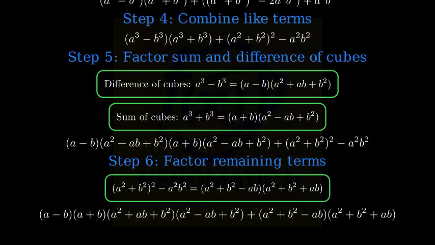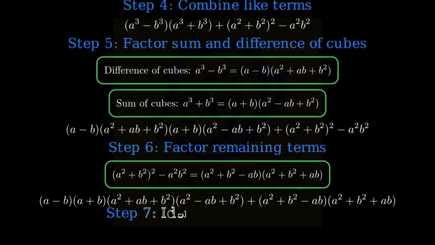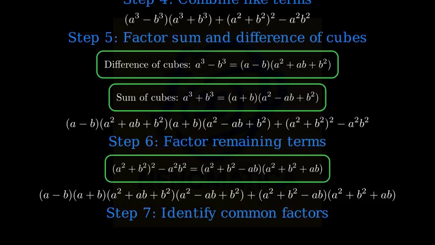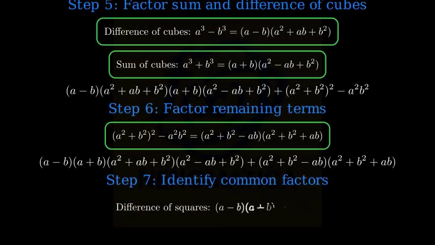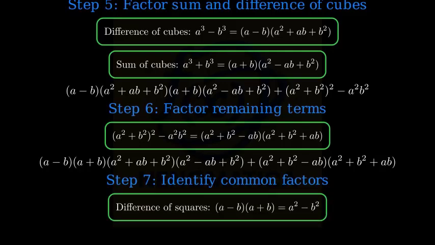Now we're going to look for common factors to further simplify our expression. Notice that the product of a minus b and a plus b is a squared minus b squared. So we can rewrite the first part of our expression using this identity.